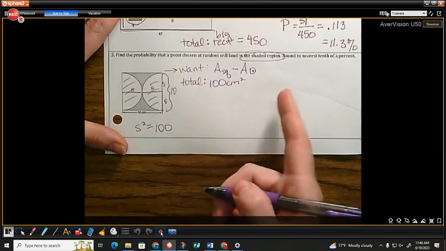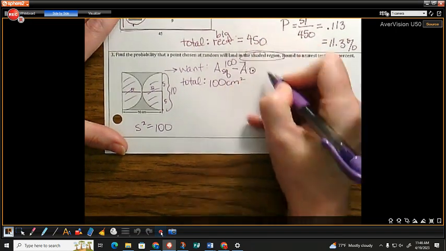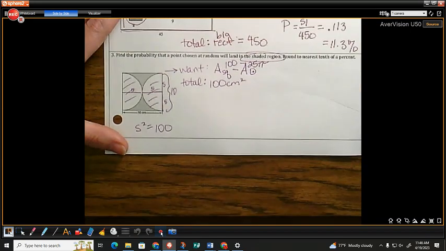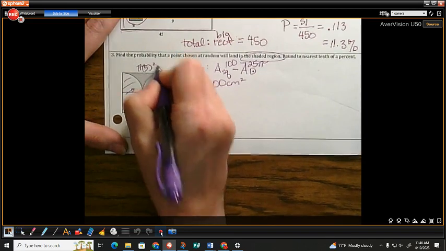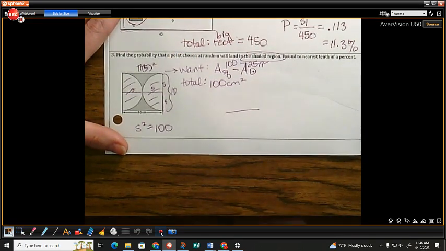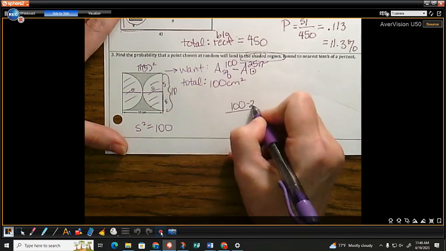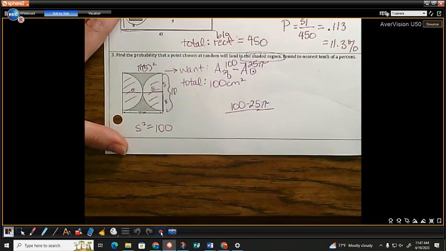Yes. And so the area of the square would be 100. The area of the circle would be what, 25 pi? Because it'd be pi times the 5 squared. Okay. So now let's set up our ratio. What's the stuff I want? 100 minus 25 pi, this big old disgusting thing, out of 100.